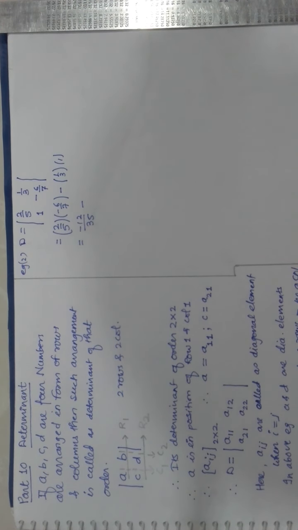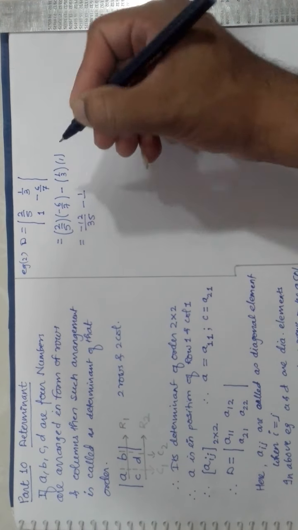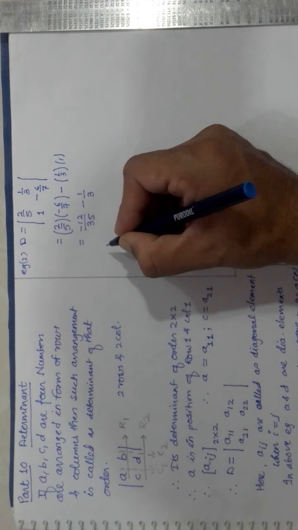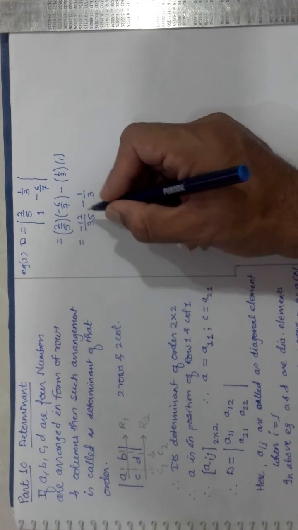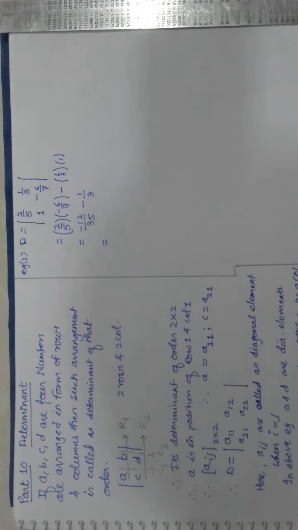And the denominator, which is not visible, is always 1. So here 1 will multiply with 1, and 3 into 1 is 3. So you get here minus 12 by 35 and minus 3. Now you can see that 35 and 3 are co-prime numbers, that is, they do not have any common factor other than 1. So the LCM will be the multiplication of them.